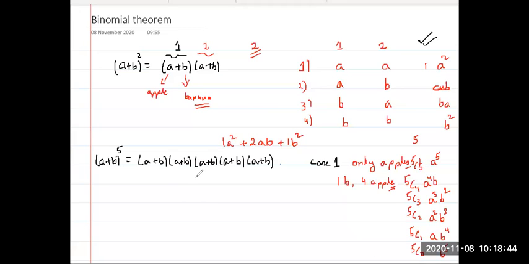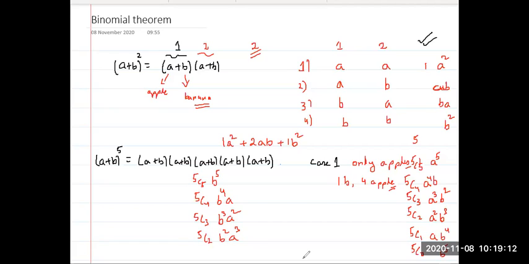So if you are choosing bananas, what will be the number of coefficients? Suppose I'm just choosing bananas. So all the bananas, how many options? One option, which is 5C5. Same concept, right? Then 4 bananas, 1 apple: 5C4. Same concept. 3 bananas, 2 apples: 5C3. 2 bananas, 3 apples: 5C2.